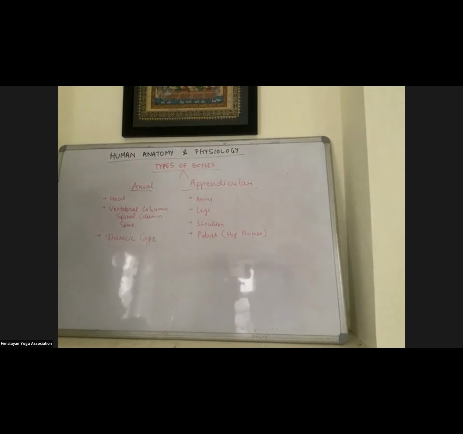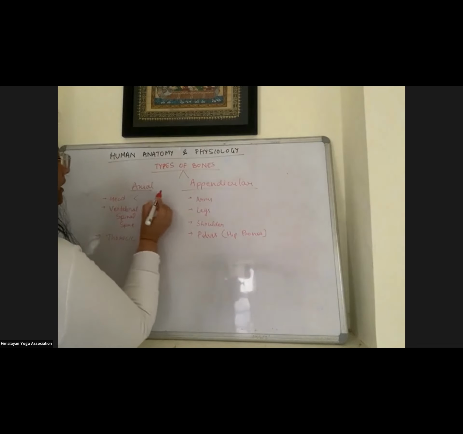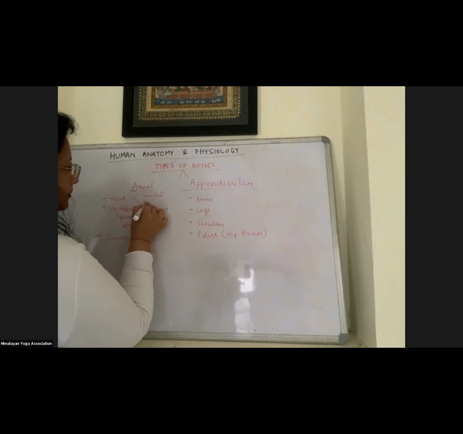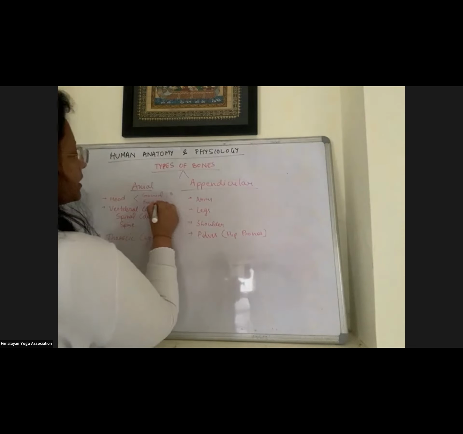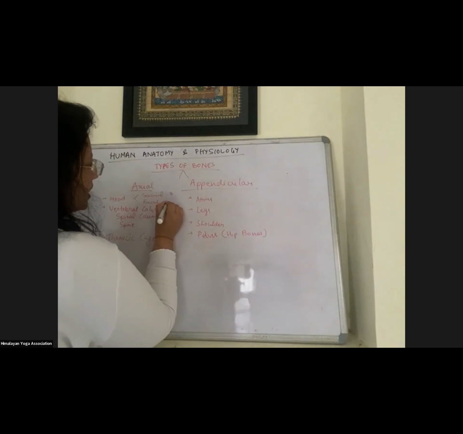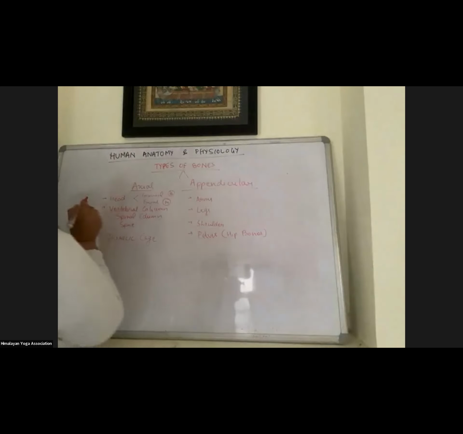Okay. So in head, this head is again divided into cranial and facial. Cranial has 8 bones and facial has 14 bones. So in total, head has 22 bones.